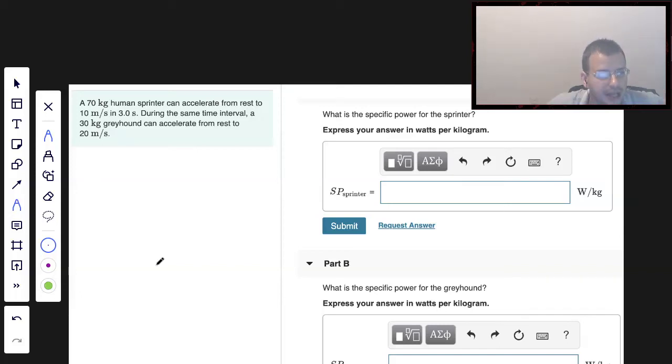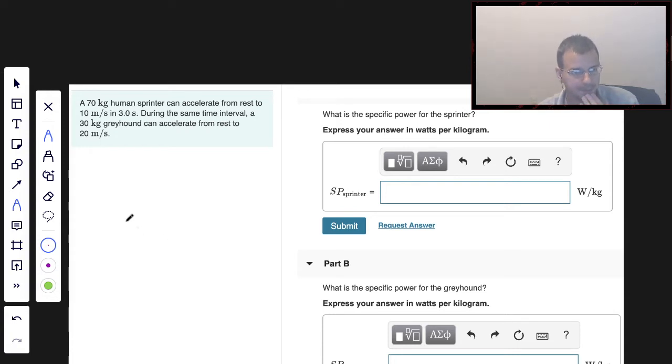A 70 kilogram human sprinter can accelerate from rest to 10 meters per second in 3 seconds. During the same time interval, a 30 kilogram Greyhound can accelerate from rest to 20 meters per second. What is the specific power of this sprinter, and what is the specific power of this Greyhound?